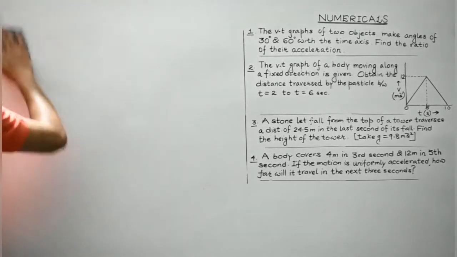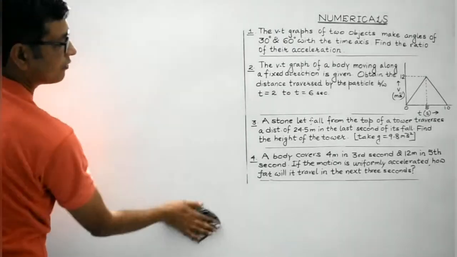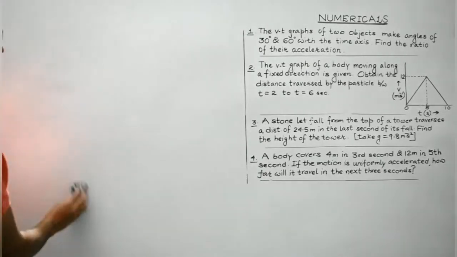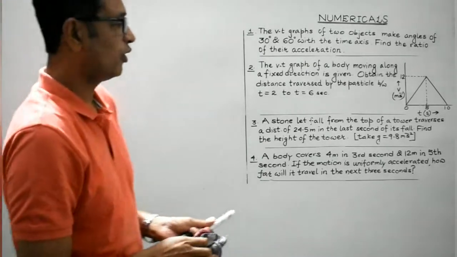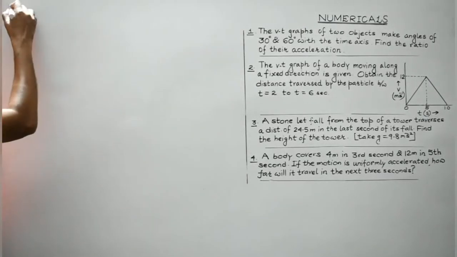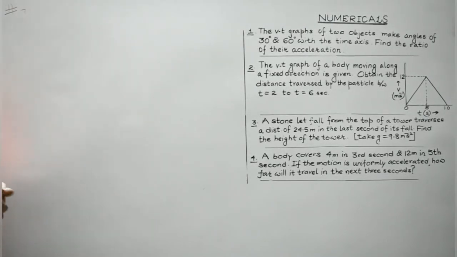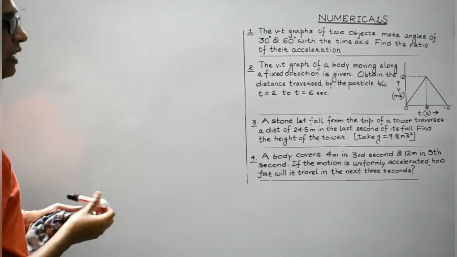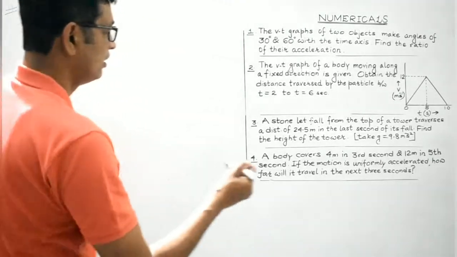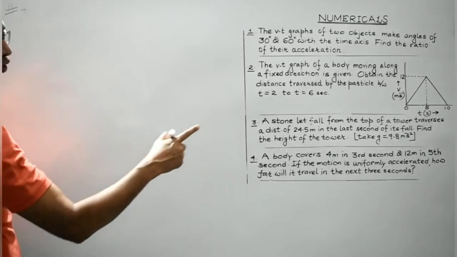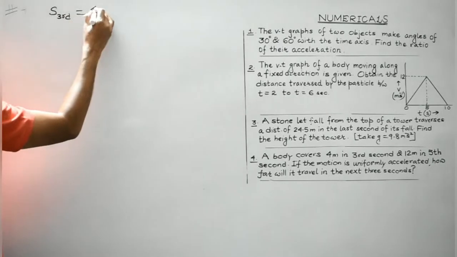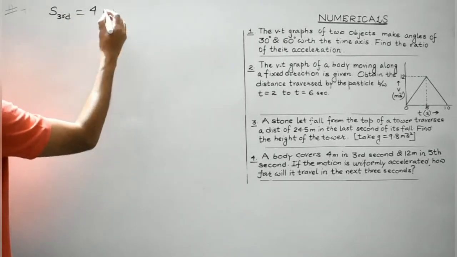The fourth question is, a body covers 4 meter in third second and 12 meter in fifth second. If the motion is uniformly accelerated, how far will it travel in the next 3 seconds? Okay. So what we'll do is, let's write down the given information, right? So body covers 4 meter in third second. So it is given S third is equal to 4 in meters.